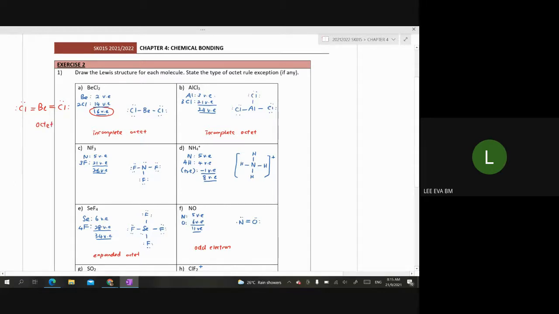But we want to choose the stable Lewis structure. You have to look at the formal charge.